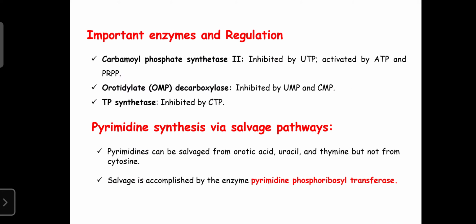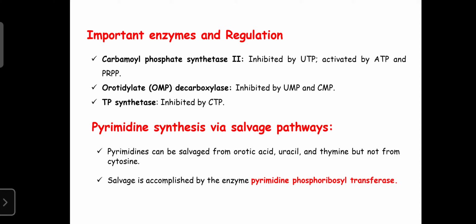So next, regarding the important enzymes and the regulations, the pyrimidine biosynthesis occurs in the presence of the main enzymes like carbamoyl phosphate synthetase 2, as well as the orotidylate decarboxylase, as well as the CTP synthetase enzyme. So these are three main enzymes.